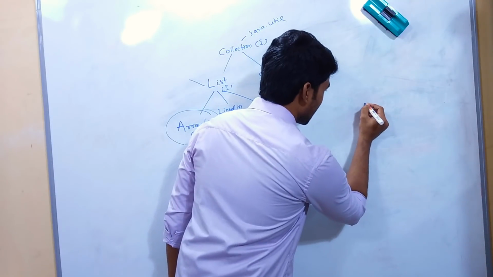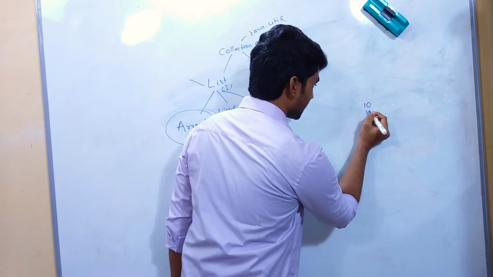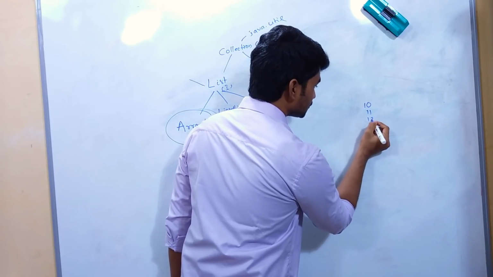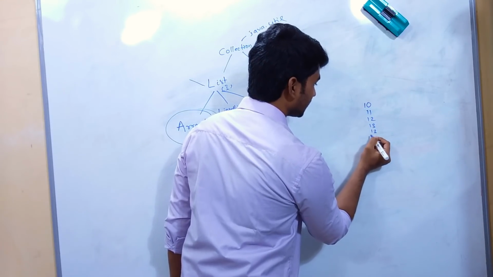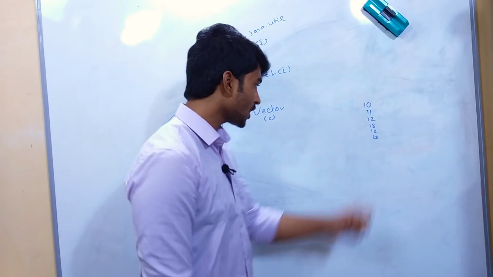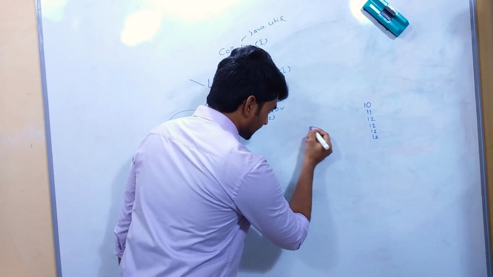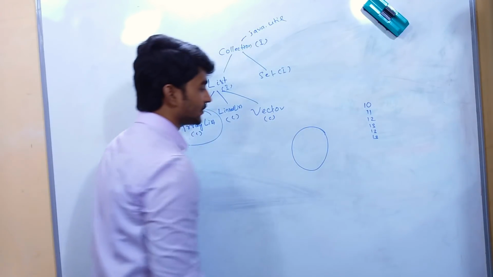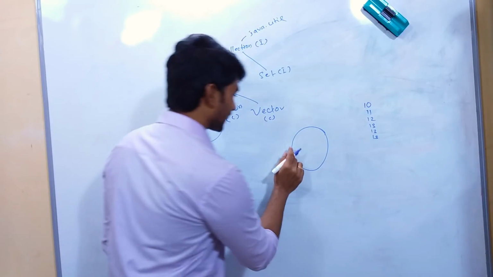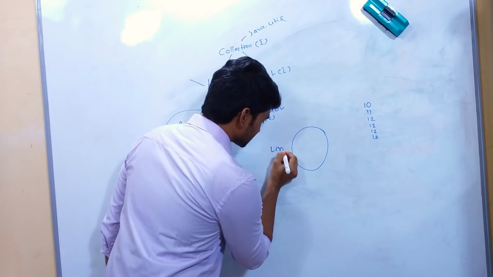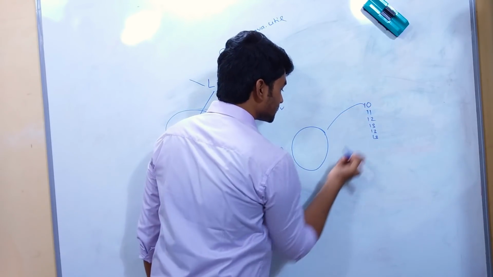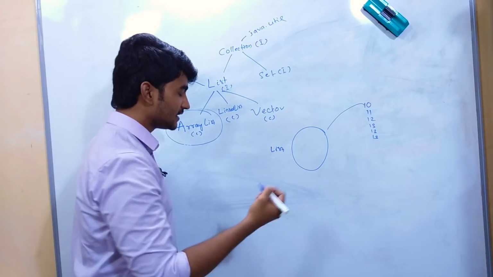Let's say I have a few elements: 10, 11, 12, 13, and 30. Let's say I have a bucket, and forget about Java, this is a bucket, and this bucket's name is List. If I want to insert all these elements into this bucket, what is going to happen? Let's talk about that.